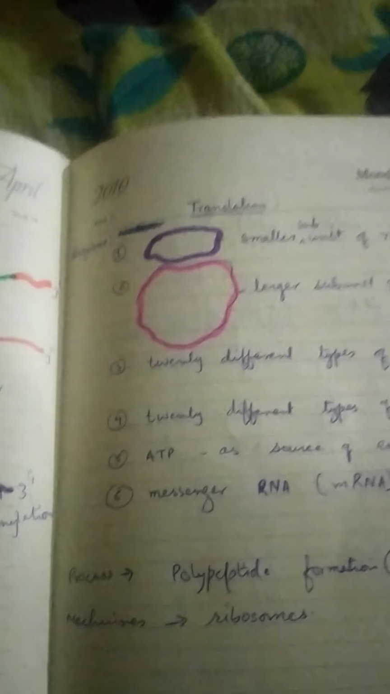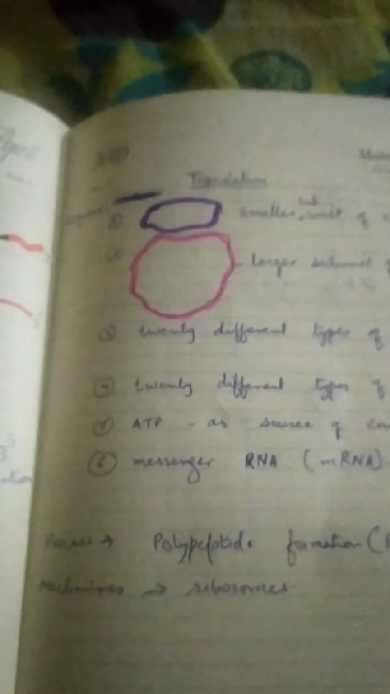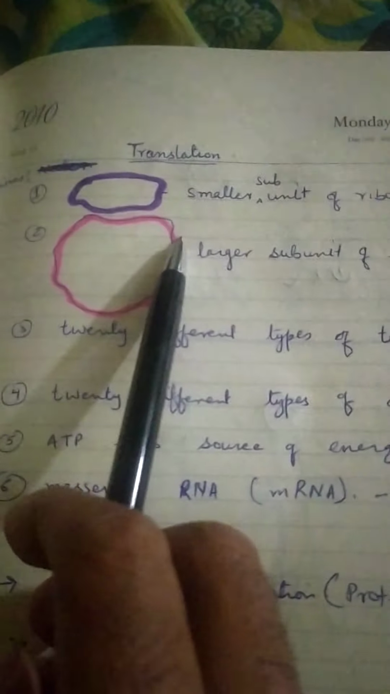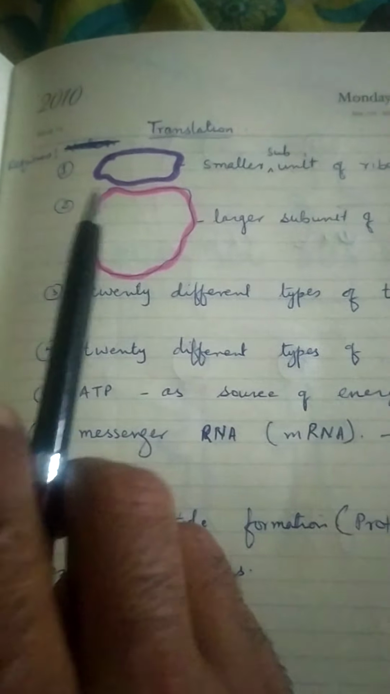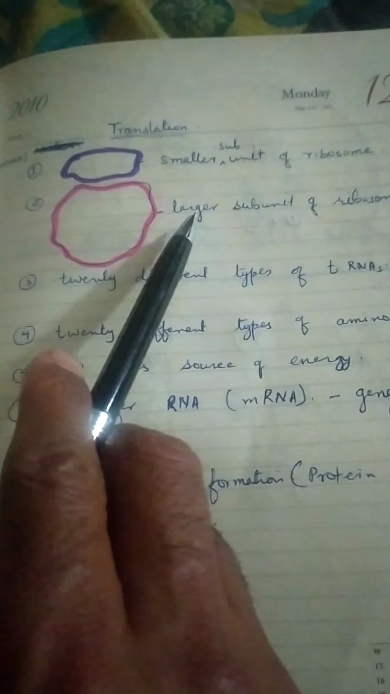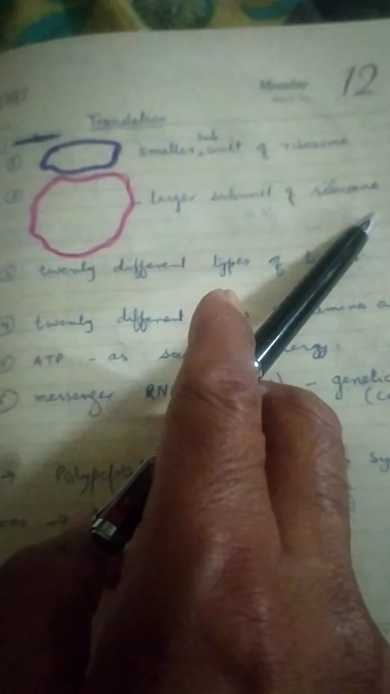Okay. Now, how does translation take place? So let me show you here. Translation. What are the materials which are actually required during translation, and how does translation take place? Let's go in detail. For translation, we need the smaller subunit of ribosome and the larger subunit of ribosome.